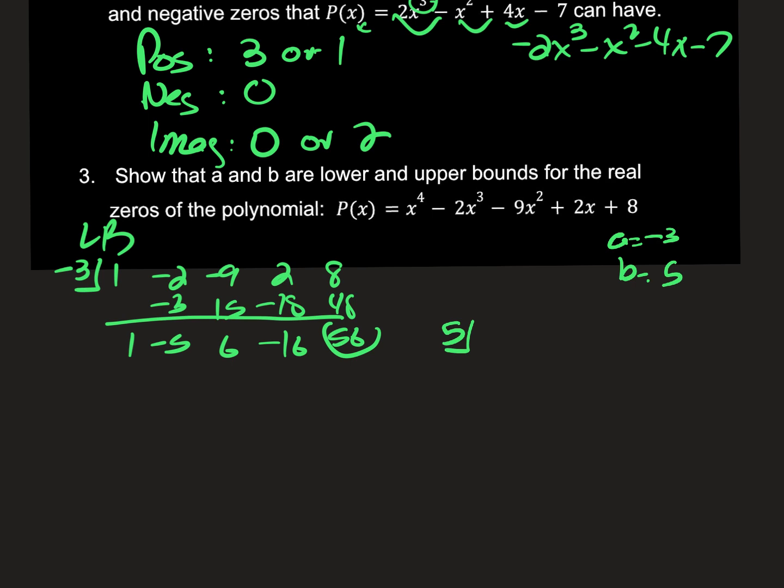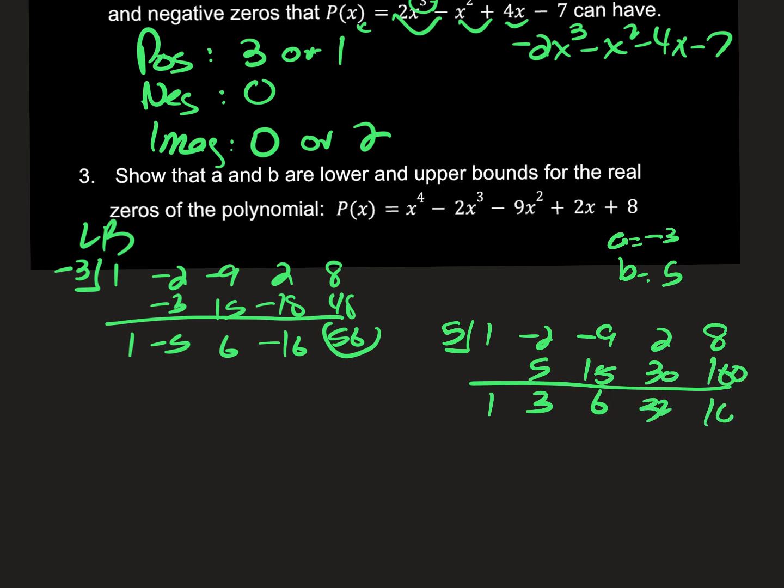To figure out an upper bound, you've got to put a positive number in the box and do the exact same division. And what you're hoping for here is everything on the bottom is a positive number. So 15, 6, so far so good. 32 is going to work perfectly. And that's going to be, I think, 168 right there, which is good. All positive. All positive. Imagine that.